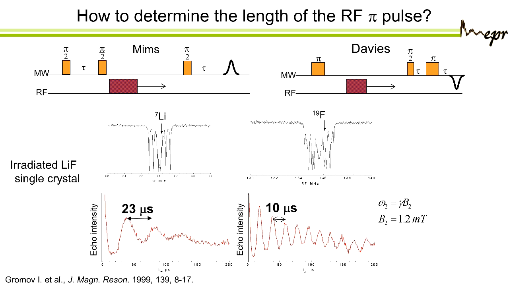So if you want to, you can do this. It's the same, you can do it for the Davies the same way. You sit on one of the ENDOR lines, and then you increase your RF pulse in steps, and you get these oscillations.